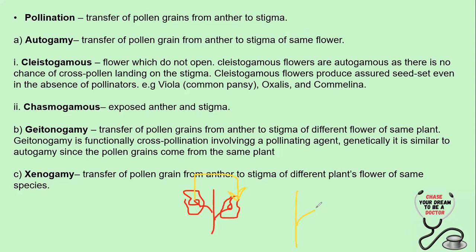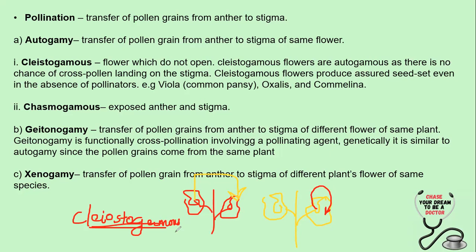But what was it in case of autogamy? Autogamy means even though so many flowers are present, if male gametes are produced in this flower, they will fall onto that flower itself. There is no transfer. And the best example of autogamous flowers is the cleistogamous flower. Which are those flowers? They will never open at all. That is common pansy, oxalis, viola, and commelina.